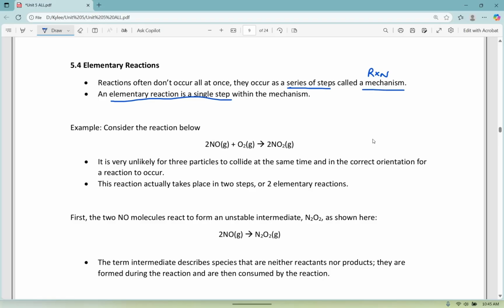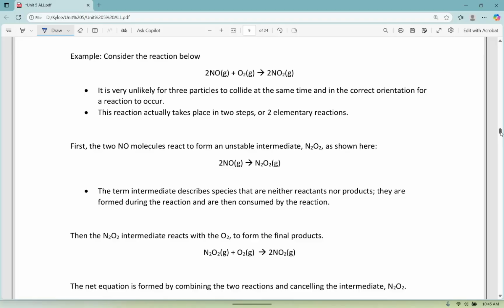So, for example, we have this reaction where I have 2NO reacting with one oxygen molecule to produce two NO2 molecules. So the way to think about this is I have two NO molecules, and a collision has to occur between the two NOs and the oxygen, and that's going to produce two particles or molecules.